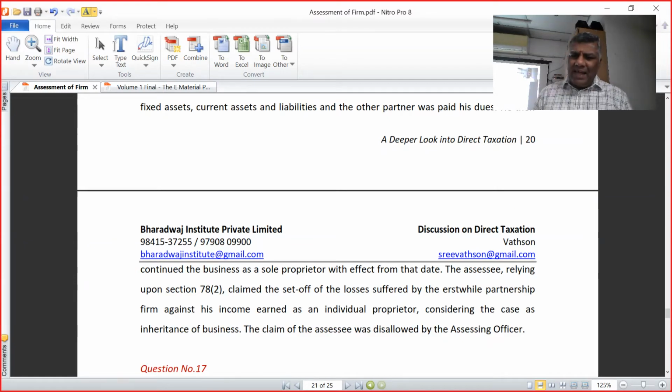He then continued the business as a sole proprietor with effect from that date. The assessee, relying upon section 78, subsection 2, claimed set off of the losses suffered by the erstwhile firm against the income earned as an individual proprietor, considering the case as inheritance, amalgamation, demerger, succession, which you all saw. Everything is in 78(2). Now it is like conversion of a firm into a sole proprietor. So he relied upon it. The claim of the assessee was disallowed by the AO, which is right.